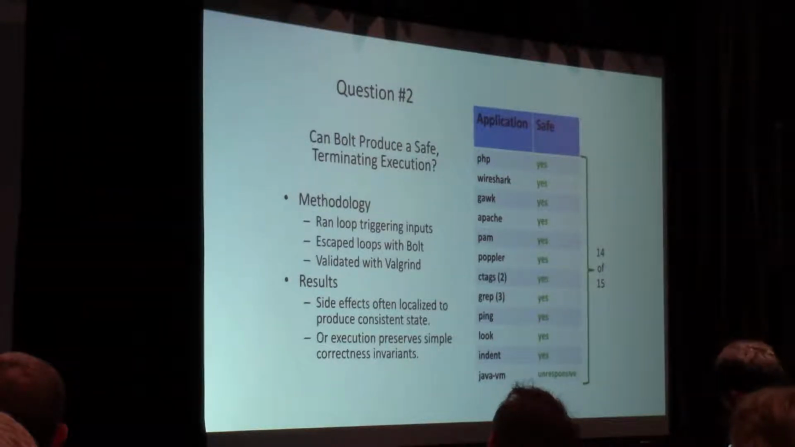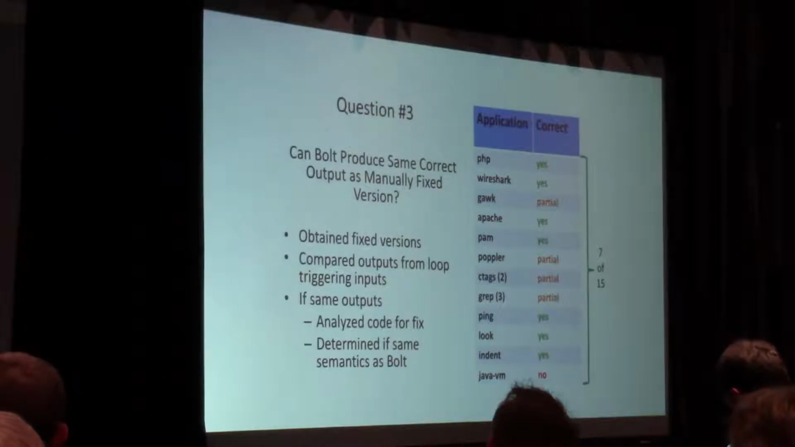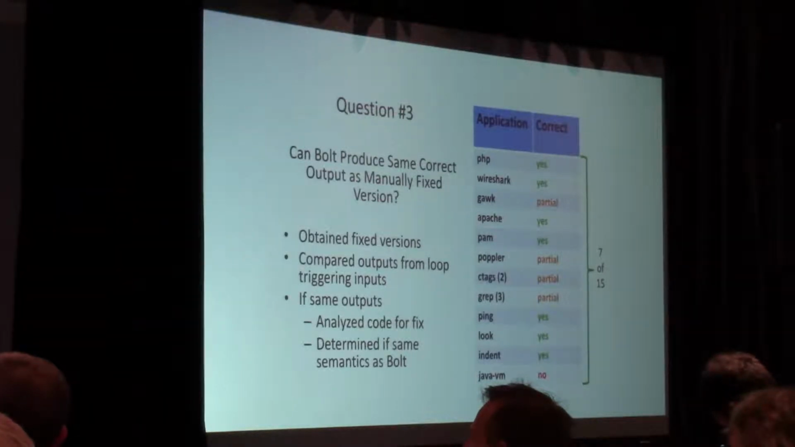Now the question becomes, does it produce the same output? So what we did was we looked through all of the revisions and found the version where they actually corrected the infinite loop. And we said, will you get the same result with Bolt as with the manually corrected version? And a remarkable number of times the answer is yes. The pattern here is that if you don't get the same output, it's because the loop is processing part of the input, gets stuck halfway through, and you only get part of the output. Okay? Not a bad outcome if your alternative is to sit there and watch the program do nothing forever.